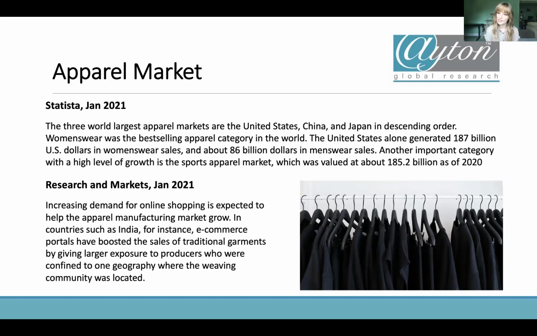Online shopping is obviously huge in terms of where people are actually purchasing their apparel. So it's making the manufacturing grow as well. Countries like India have got huge e-commerce portals. So looking at where that geography is, this is really where we're seeing everything grow. Online shopping has been a huge growth for buying anything, but in particular clothing.